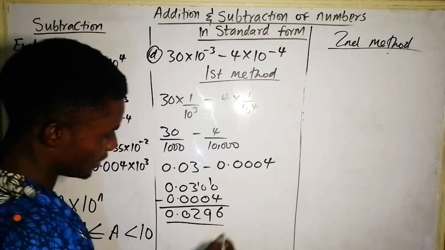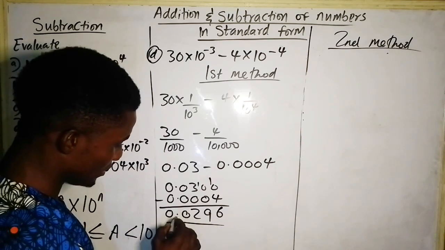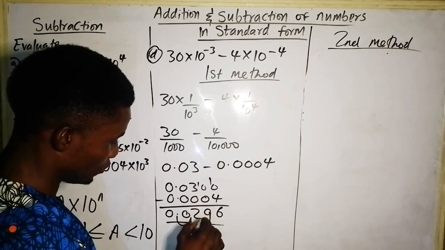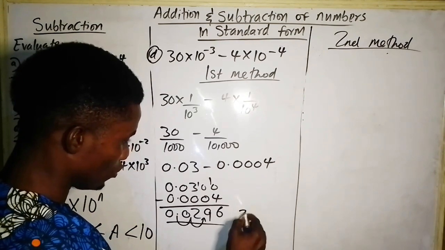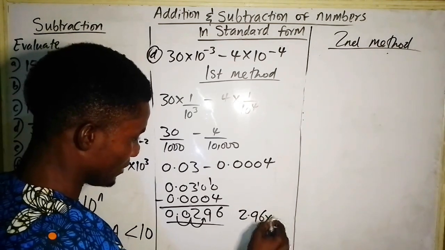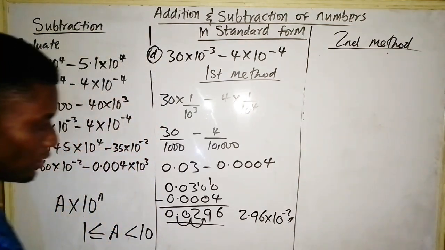Now let's express this number in standard form by moving our decimal point to the right. This will be 1, 2. So we are going to have 2.96 times 10 raised to the power minus 2. That's going to be our final answer.